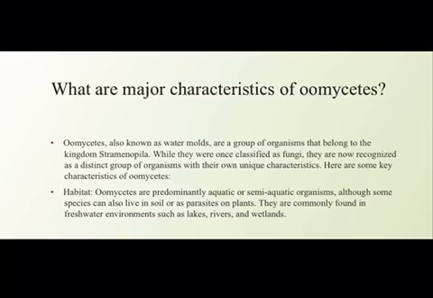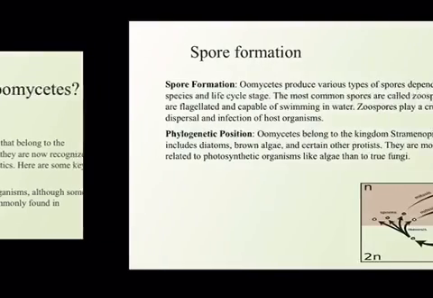What are the major characteristics of oomycetes? Oomycetes are also known as water molds, a group of organisms belonging to the kingdom Stramenopila. They were classified as fungi but are now recognized as a distinct group of organisms with their own characteristics. First is habitat. Oomycetes are predominantly aquatic or semi-aquatic organisms, although some species also live in soil, parasitic on land plants. They are commonly found in freshwater environments such as lakes and rivers.